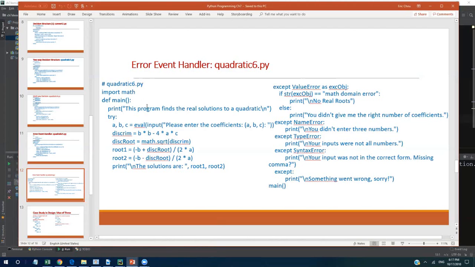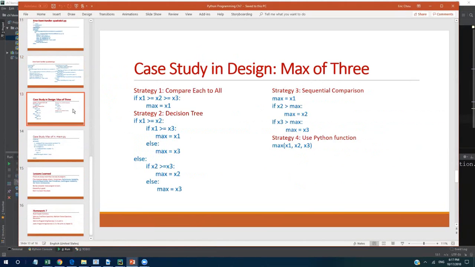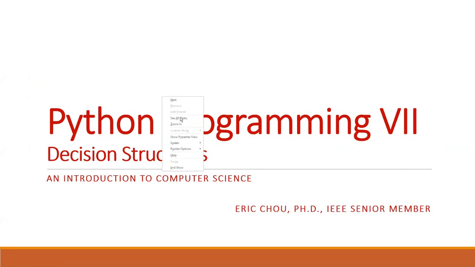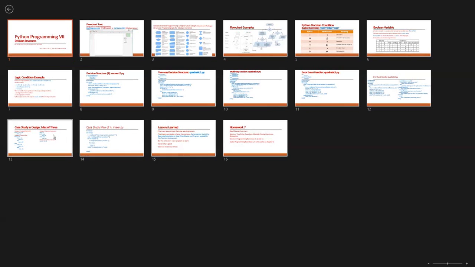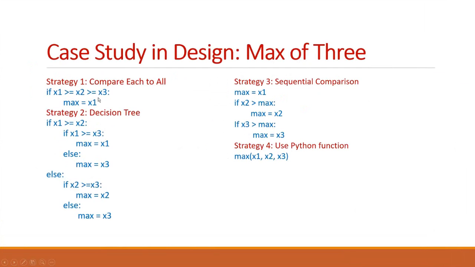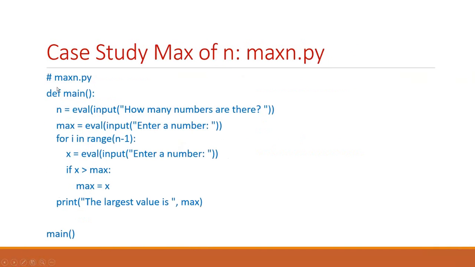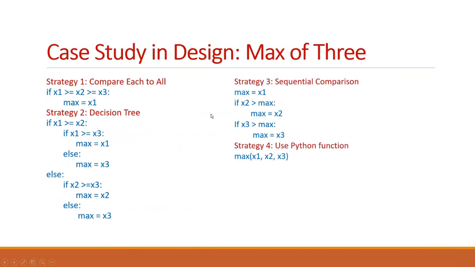Because you don't have a quadratic, I don't want to look into that, okay? And the next one is the maximum of 3 numbers, right? So here we have 3 ways of doing that. The easiest way is that I just call a Python function. Let me see if there's a function. Okay, there's a max function, okay? So if there is a Python function, you can do that. Otherwise, you can do this.